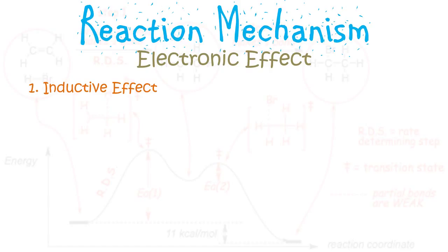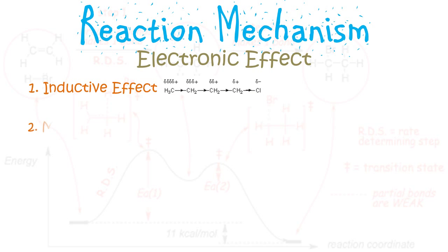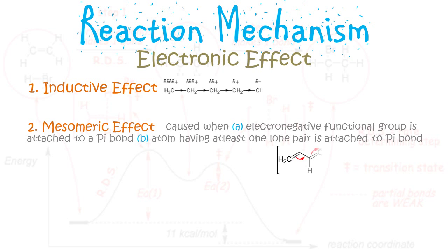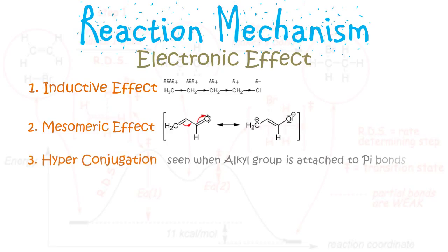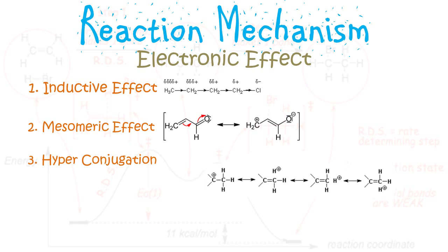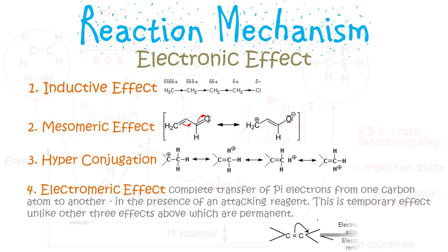This is another very important concept in reaction mechanism. There are four types of electronic effects: the inductive effect, which is transmitted through the sigma bonds, the mesomeric effect, which is transmitted through the pi bonds, the hyperconjugation effect, which is transmitted through the overlap of sigma and pi bonds, and the electromeric effect, which is a temporary effect in the presence of an attacking reagent.